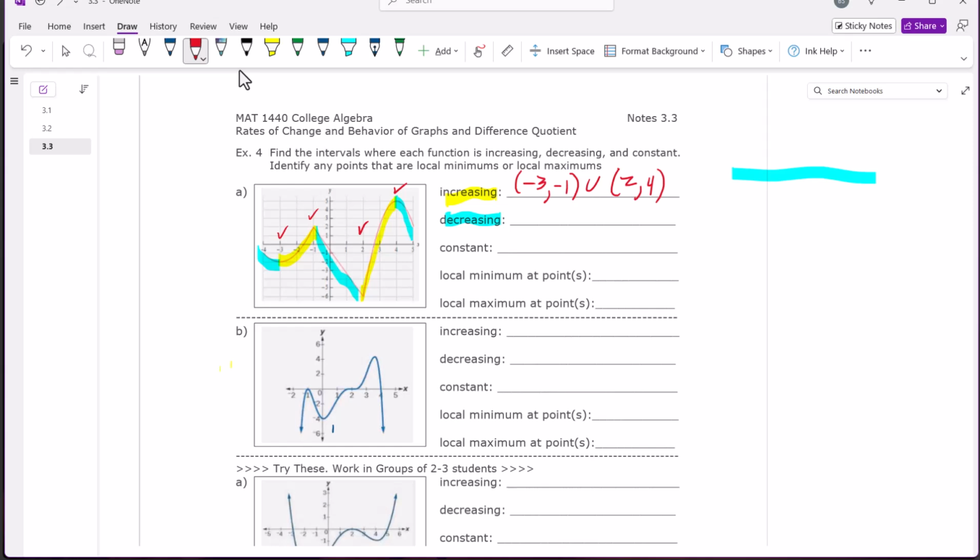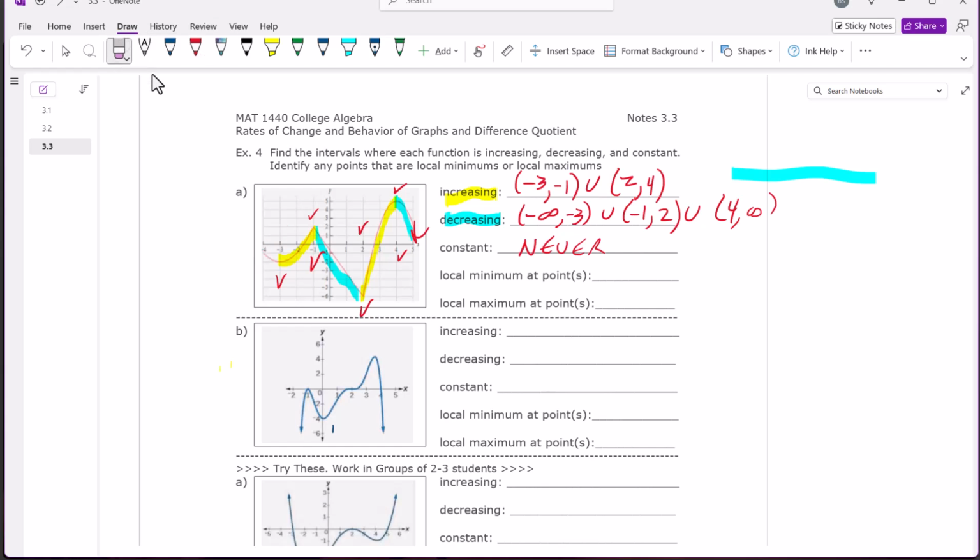And then decreasing is going to be, we're going to assume this goes on forever, so it would be -infinity to -3, then from -1 to 2, and then from 4 and forever, like that. Okay, constant is never on this particular problem. Okay, so just think of the roller coaster going down, going up, going down, going up, going down.